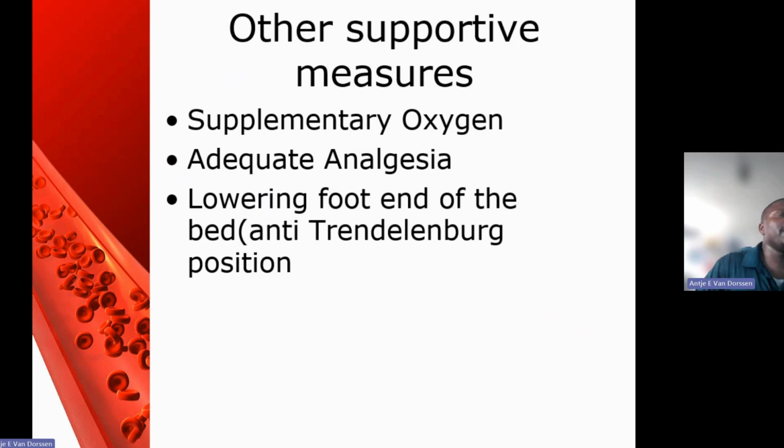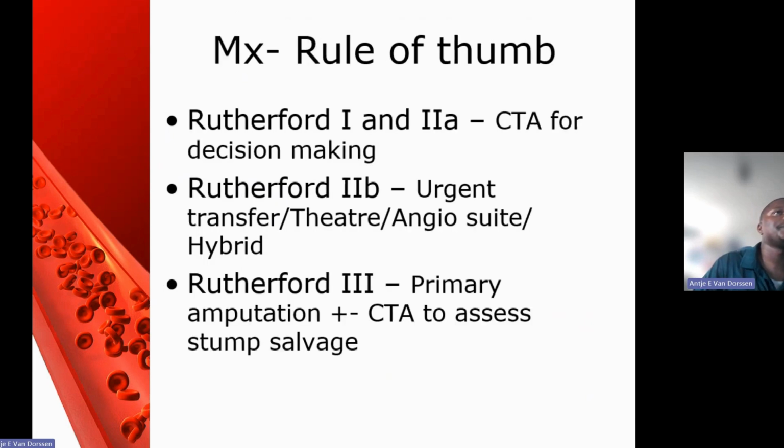And then other supportive measures is, of course, you want to give these patients oxygen and adequate analgesia. It can be quite painful. And of course, you want to put the leg in a gravity-dependent position so that you can just encourage as much flow as you can. So an anti-Trendelenburg position is also recommended.